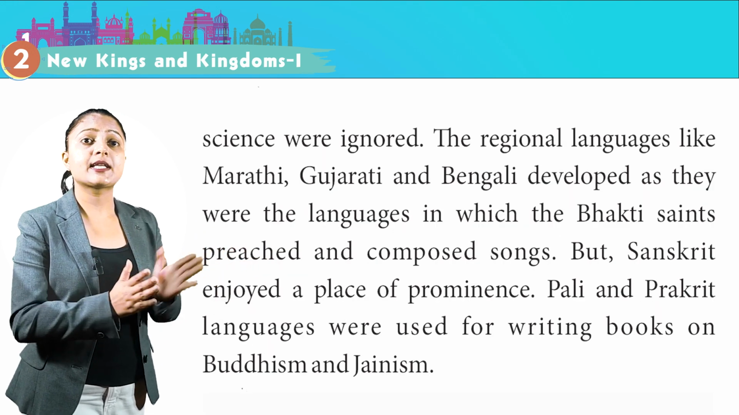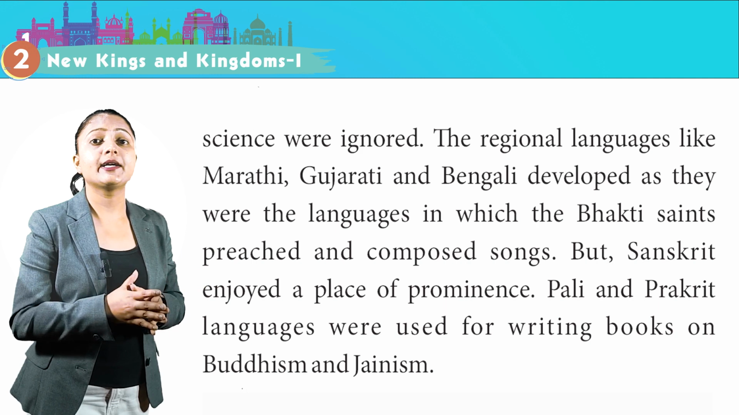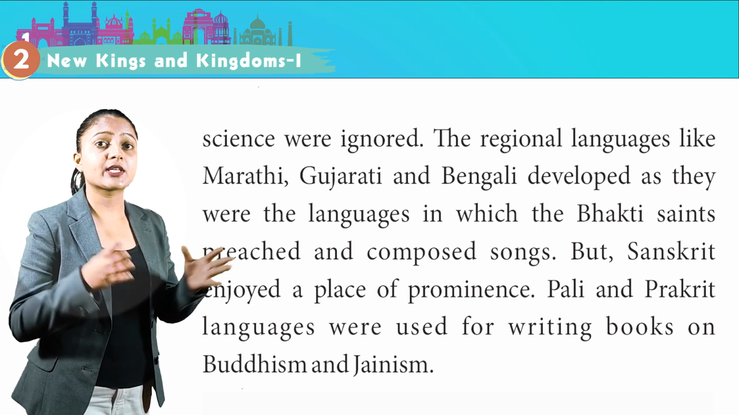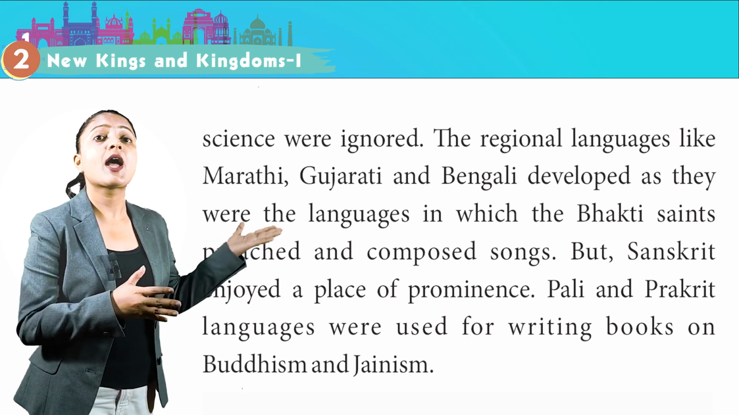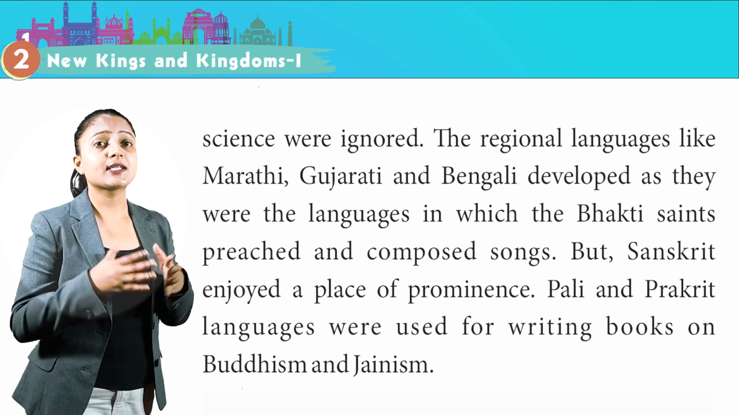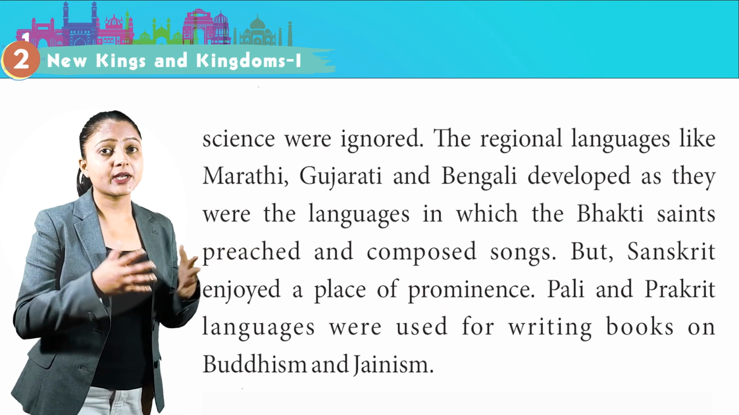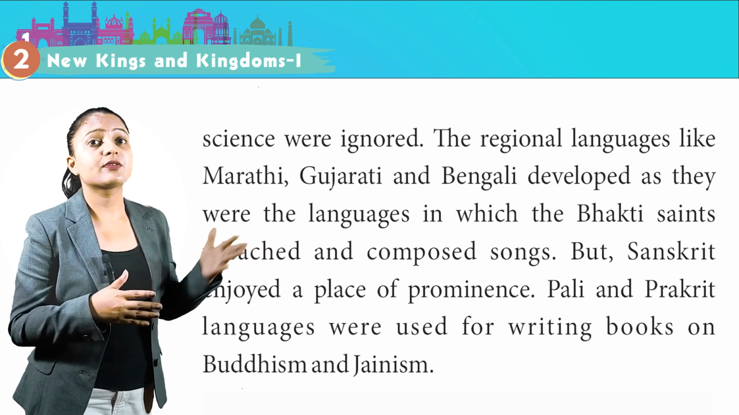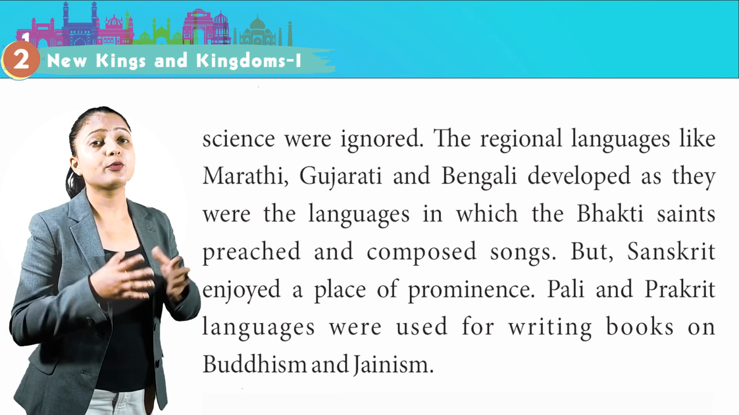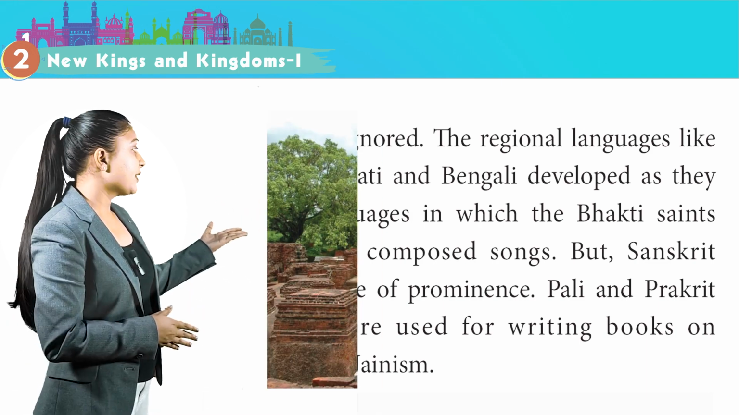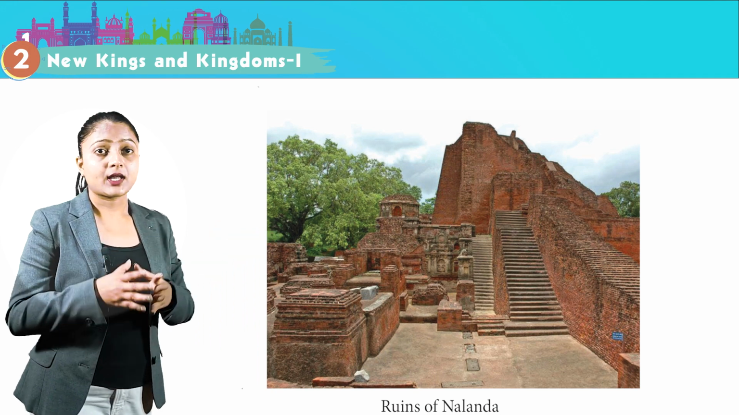The regional languages like Marathi, Gujarati, and Bengali developed as they were the languages in which the Bhakti saints preached and composed songs. But Sanskrit enjoyed a place of prominence. Pali and Prakrit languages were used for writing books on Buddhism and Jainism. This image is showing the ruins of Nalanda.